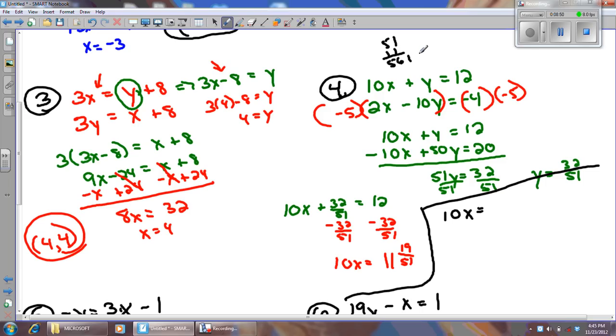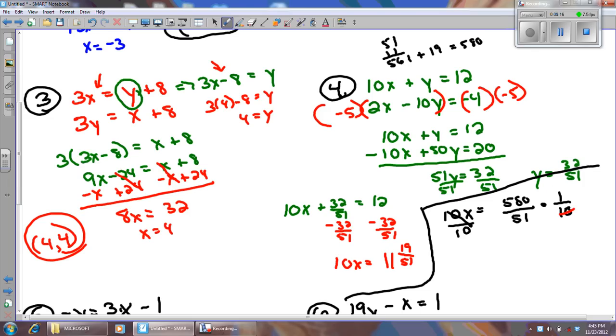And 561 plus 19 looks like it's going to be 580, right? So I'm going to get 580 over 51. Then I'm going to divide both sides by 10, which will be the same as multiplying the right-hand side by 1 over 10. And here's why I did that.